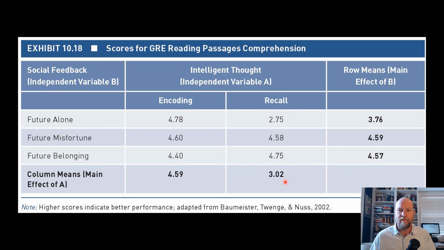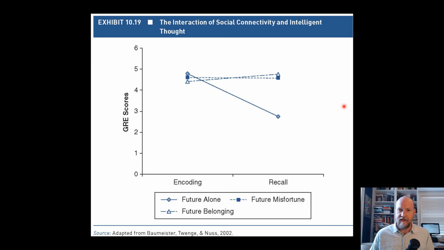What they found was that people going into the situation with any sort of fortune being predicted tended to do worse. On average, it's going to be a main effect for encoding versus recall. And if you notice, future misfortune and future belonging are very similar to one another in this main effect, but future alone is significantly worse. So this is where we would examine main effects, but until we graph it, we don't really see the interaction. And this is where you notice that these lines have a separation of slope, but they're very close. And then you have this dramatic effect for future alone. So this is where you recognize the interaction graphically.